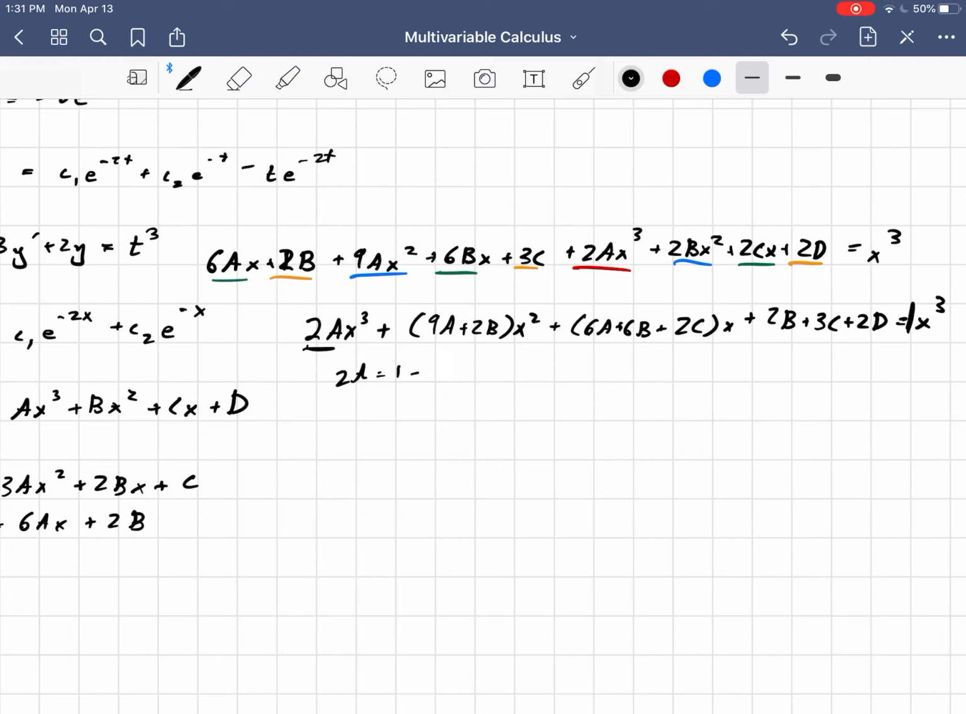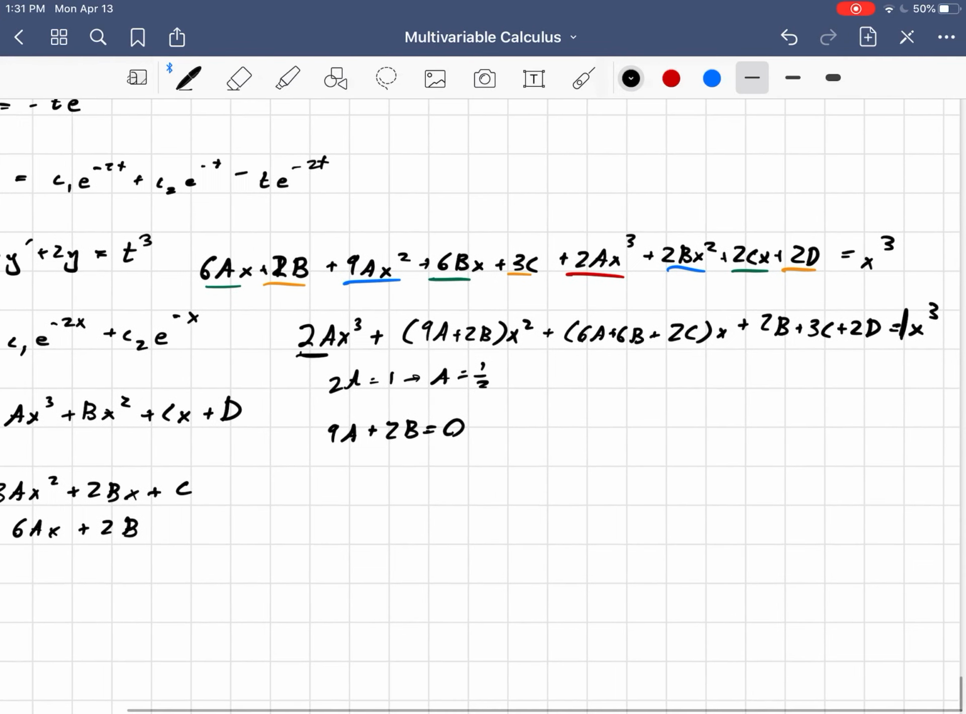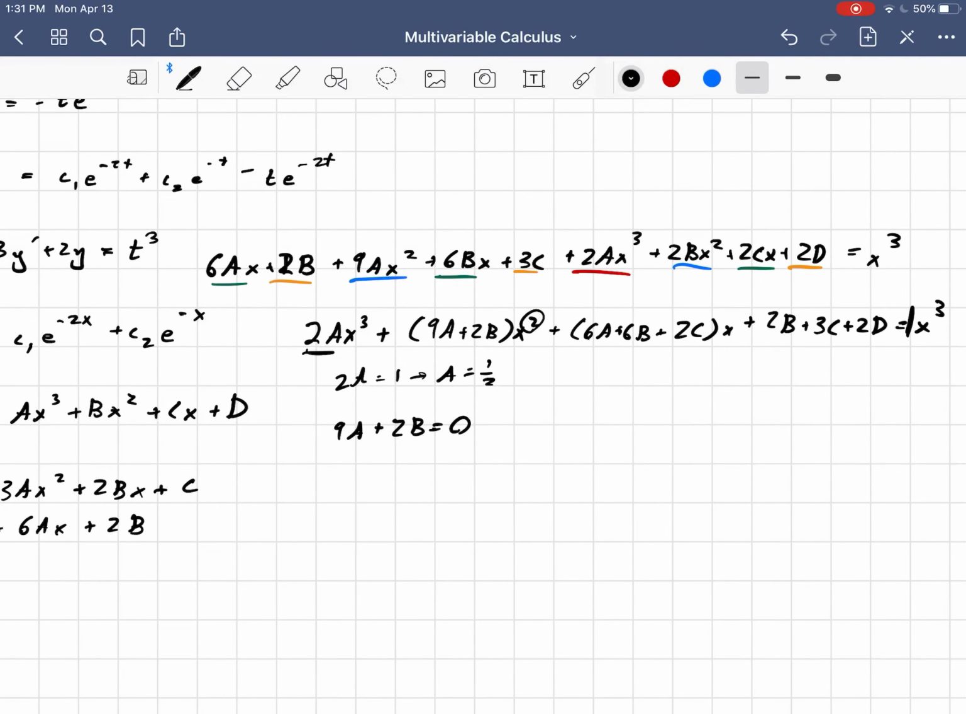So that tells me, comparing coefficients here, that 2a needs to be this 1 here. So 2a needs to be equal to 1. A is a half. And then that tells me that 9a plus 2b needs to be equal to 0, right? Because there is no term of degree 2 on the right side. There's really a 0x squared. And so since a is a half, 9 halves is negative 2b. And so then that means b is negative 9/4.